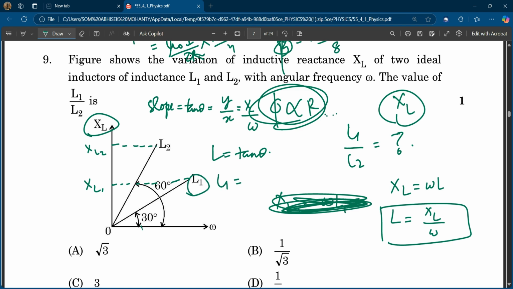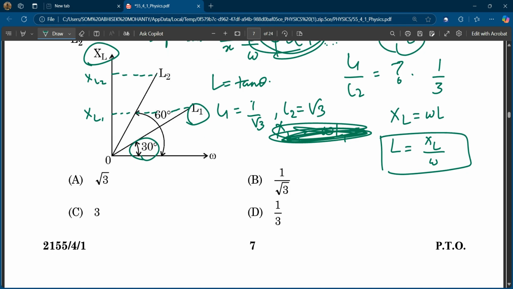For L1, theta is 30 degree. Tan 30 degree is 1 by root 3. L2 is tan 60 degree, which is root 3, correct? So L1 by L2 becomes 1 by root 3 by root 3, so 1 by 3. Our answer will be 1 by 3.